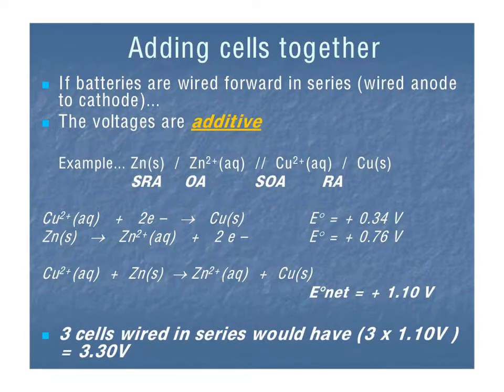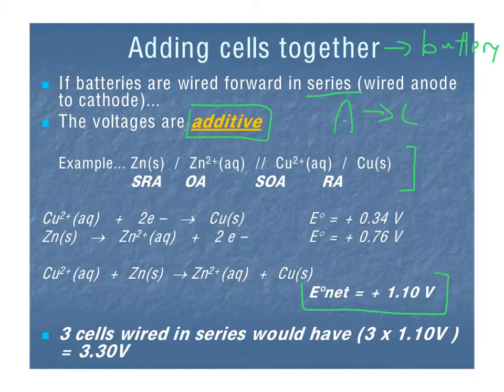Our last topic for this video is what happens when we add cells together. You remember earlier, when we add cells together, that creates what we call a battery. If these two cells are wired in series in a forward manner, that is anode to cathode between the cells, then the voltages will be additive. Here, let's look at the cells of zinc and copper. Using our standard electrochemical techniques, we find that the voltage of the cell will be 1.10 volts.